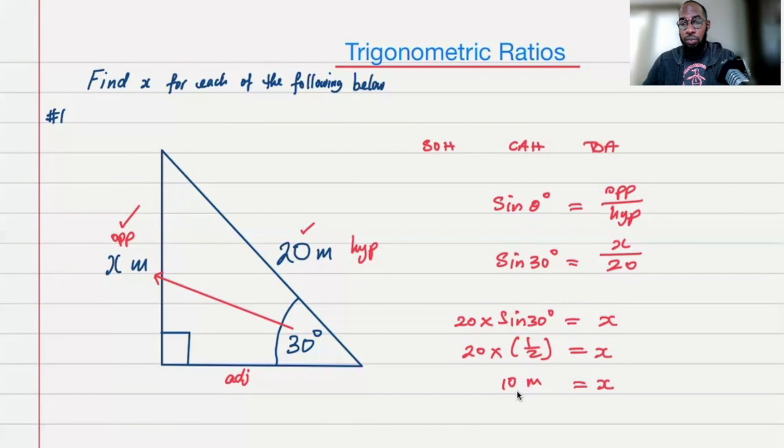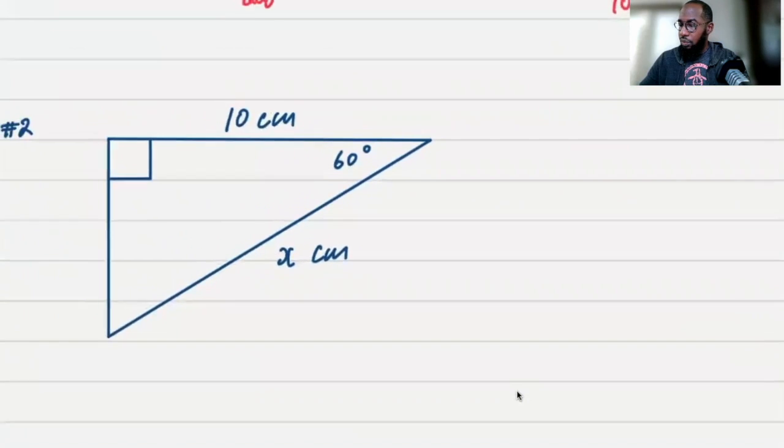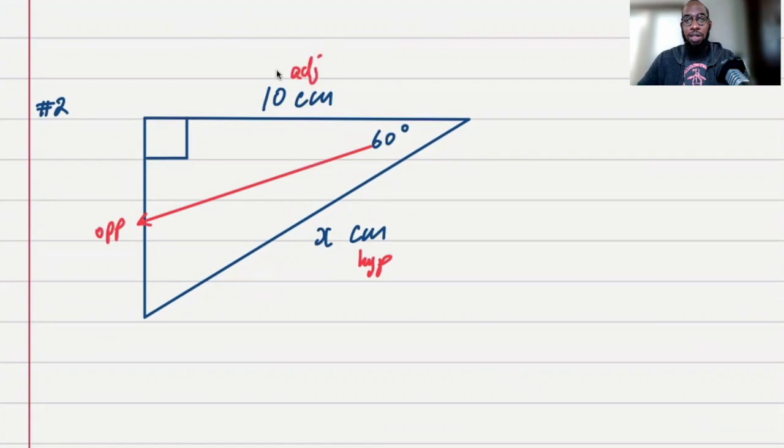Let's look at number two. The first thing we do, label our sides. This is the right angle, where it's pointing to, this is the hypotenuse. This is our acute angle, where that is pointing to, this is opposite. And this other side is adjacent. I usually label the adjacent side last. So take the side they gave us, take the side we need to find.